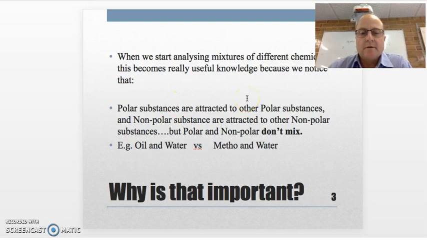This is a slide I've already talked about. Polar substances are attracted to other polar substances. Non-polar substances are attracted to other non-polar substances.